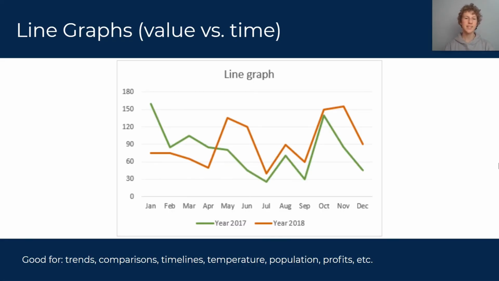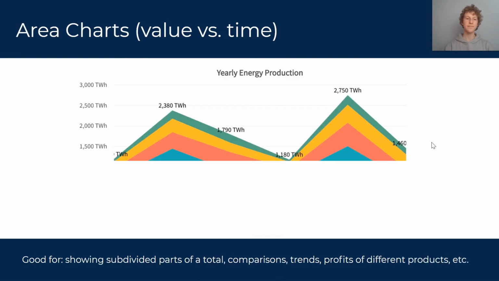So our first graph is a line graph, which is best for plotting values over time. As you can see, it's obviously made up of lines, and it can just be one line, or you can compare multiple things with a legend. So it's good for trends, comparisons, timelines, temperature, population, profits, etc. Something that might change a lot that you want to see the drastic changes visually over time.